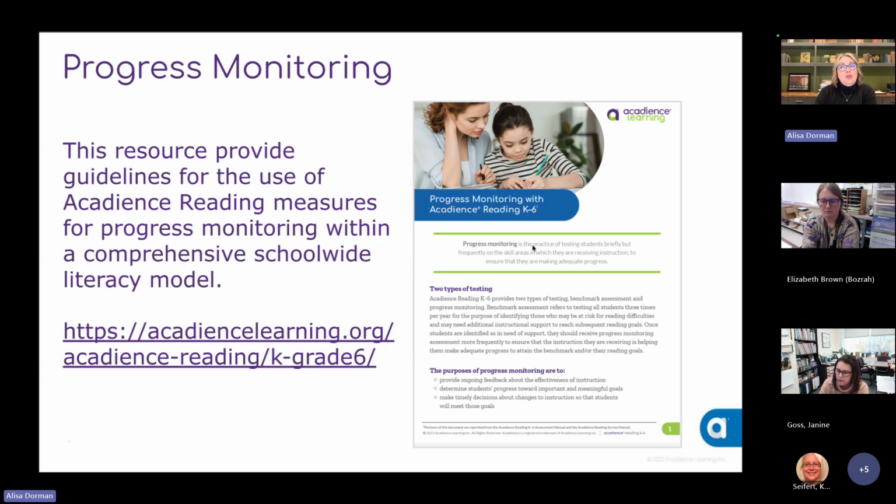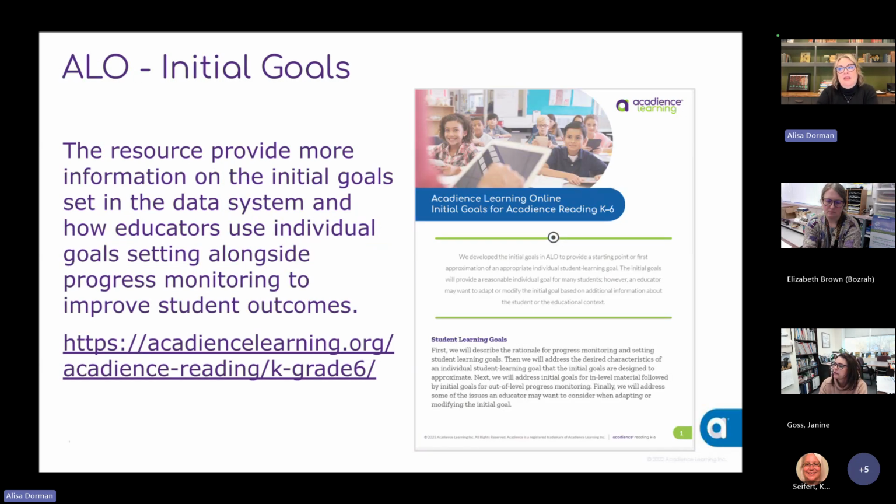So I think this is a good resource for where you are, and also for that step 3 and step 4 part of the framework that we talked about, where you're making decisions using progress monitoring data. The next is the goal setting document that we have.